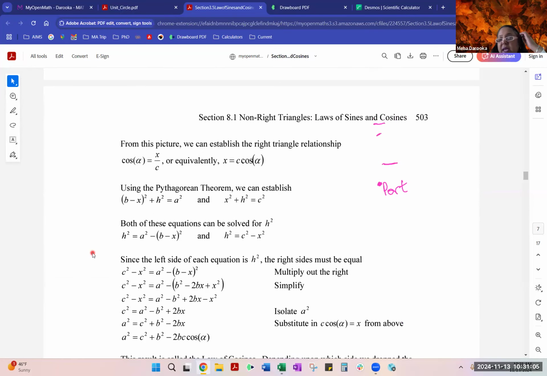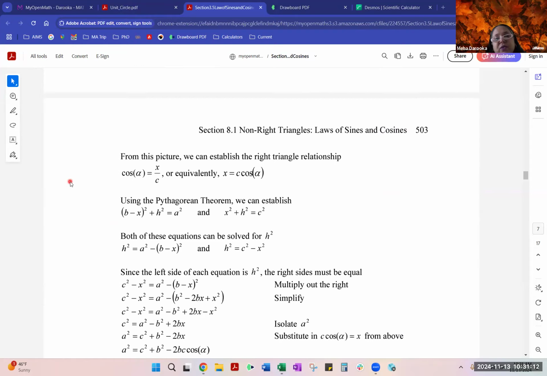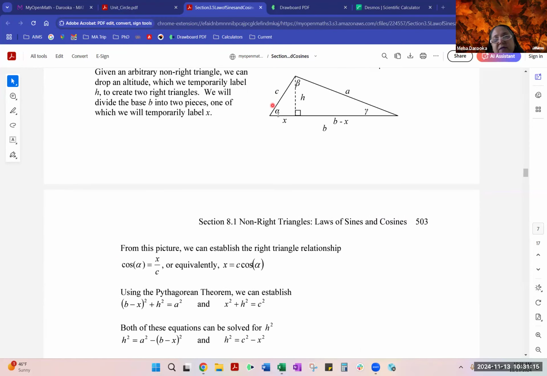So now we can use the right triangle relationship over here. If we are doing cosine of angle alpha, that's this angle here, cosine is adjacent over hypotenuse, so x over c. Or you can get x by itself by multiplying c on the other side. So the side x comes out to be c times cosine of angle alpha.